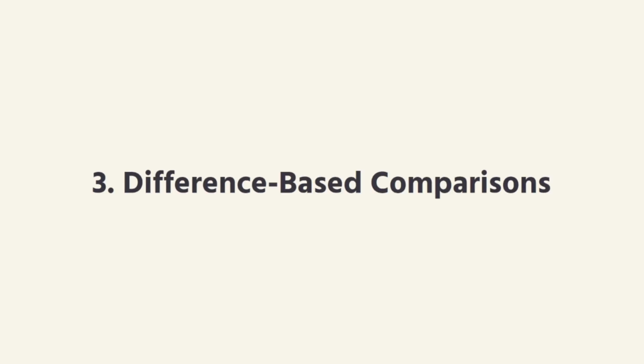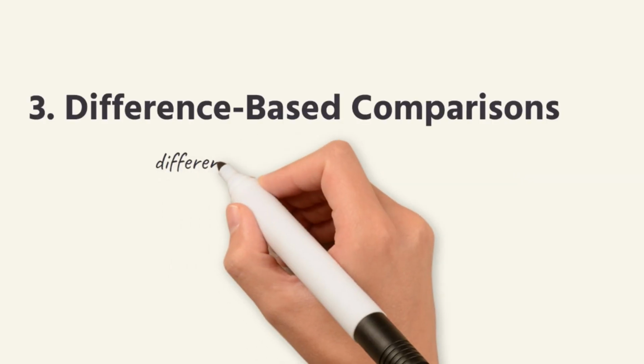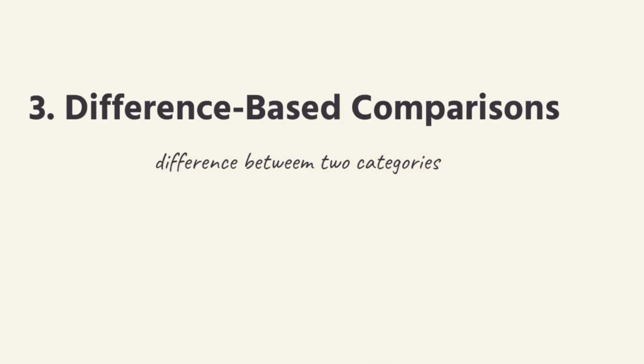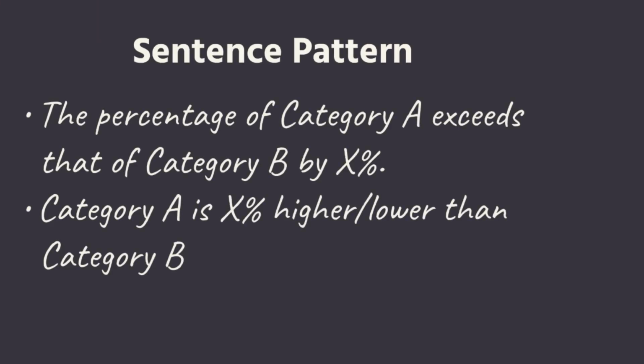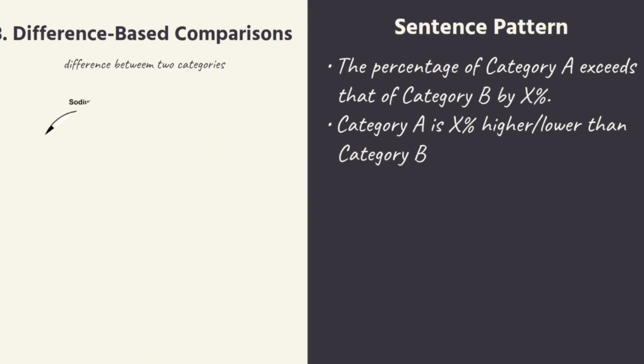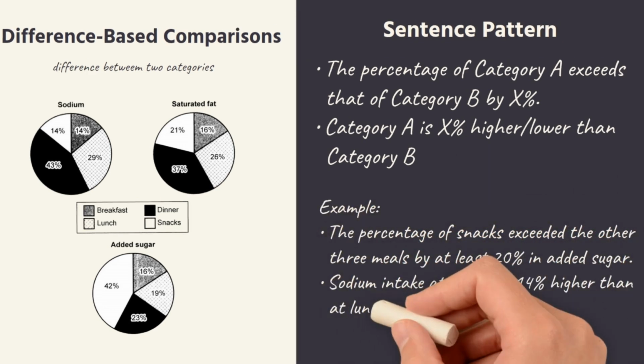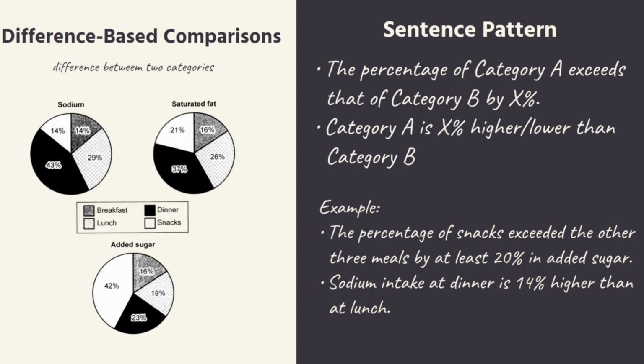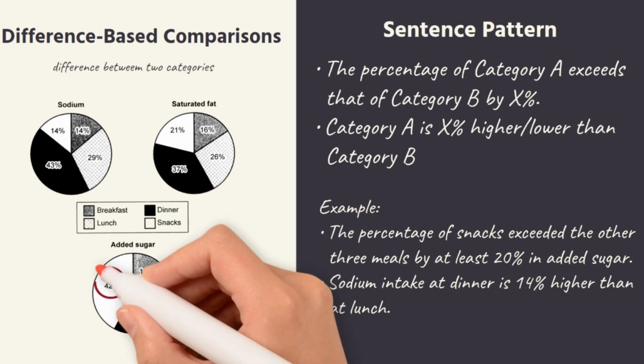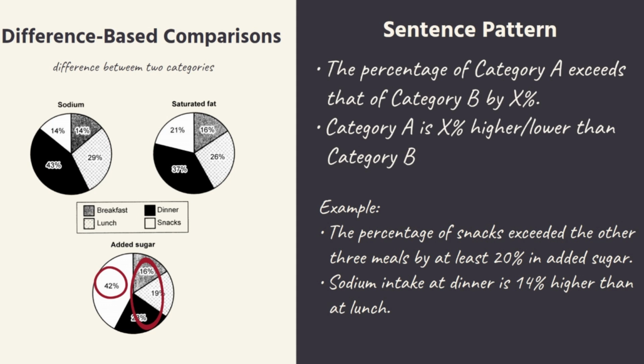Difference-based comparisons. When the data allows, you can quantify and emphasize the differences between two categories. Here are some sentence patterns. You can use exceeded by or fell short of by to describe the magnitude of the differences between categories. For instance, we can say, the percentage of snacks exceeded the other three meals by at least 20% in added sugar. Sodium intake at dinner is 14% higher than at lunch.